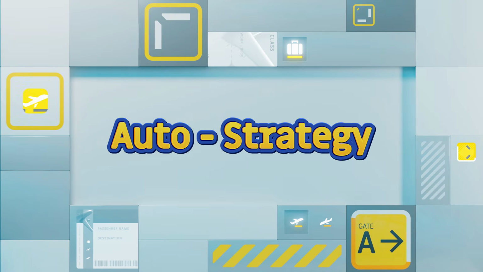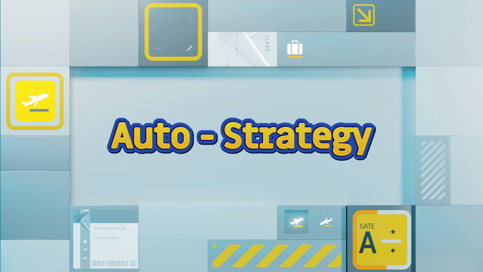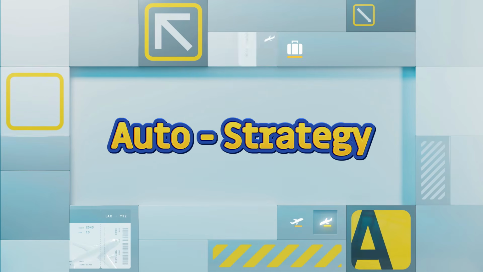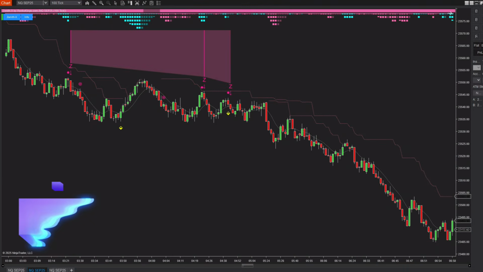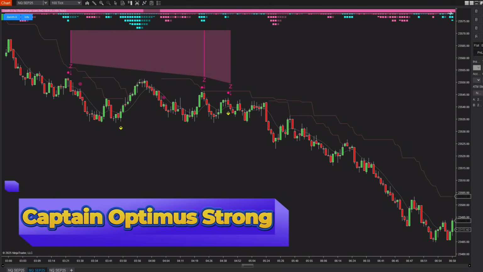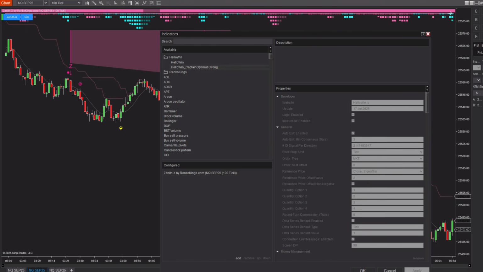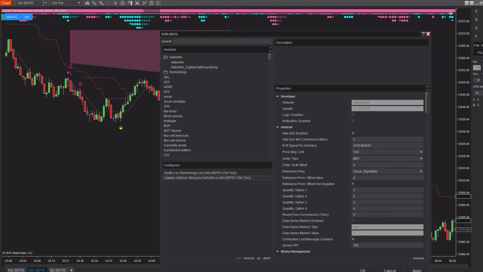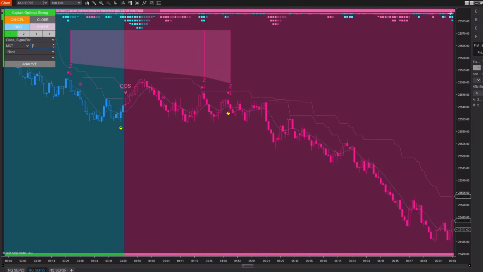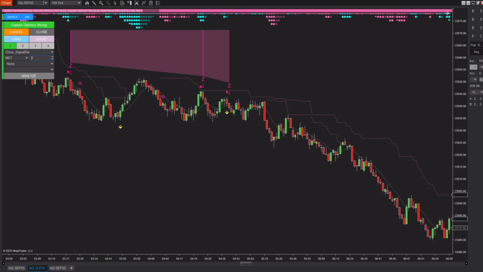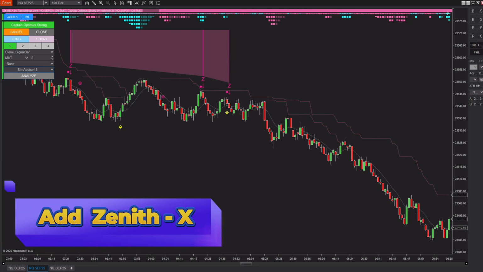We'll move on to building an automated strategy, one that handles both trade entries and ATM automatically. To begin, we'll be using Captain Optimus Strong, a powerful tool designed to help you build automated trading strategies. This system allows you to add one or multiple indicators or even full trading systems and combine them to create automated entry logic. Step 2 is to add the Zenith X system into Captain Optimus Strong.